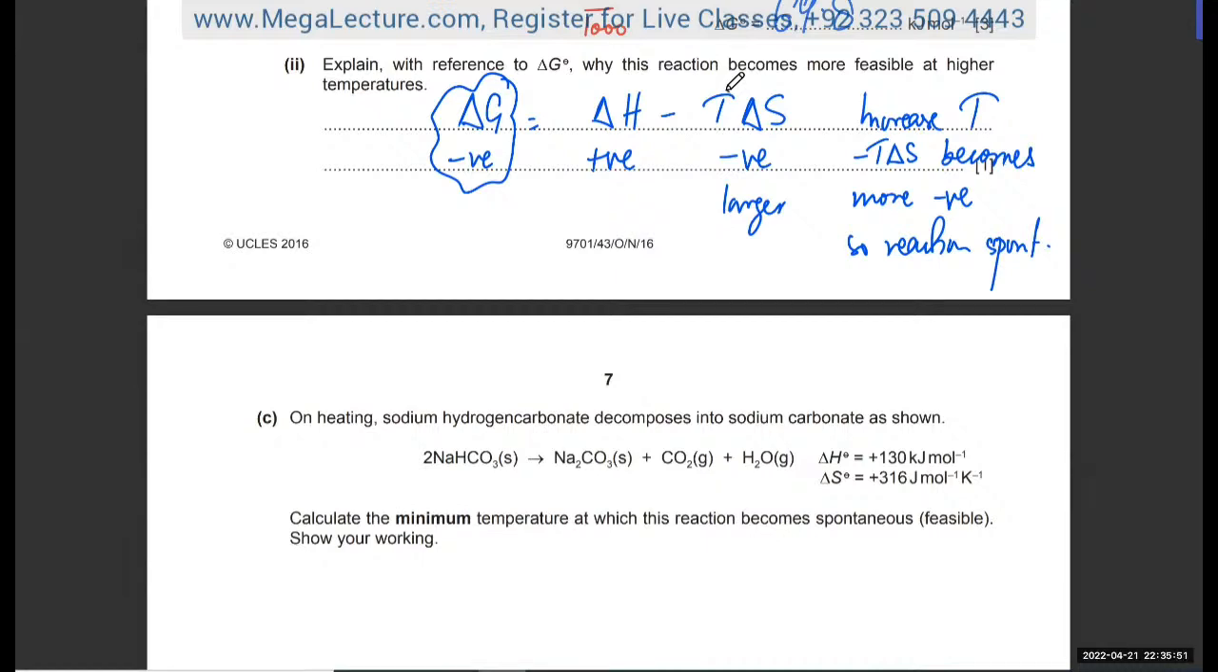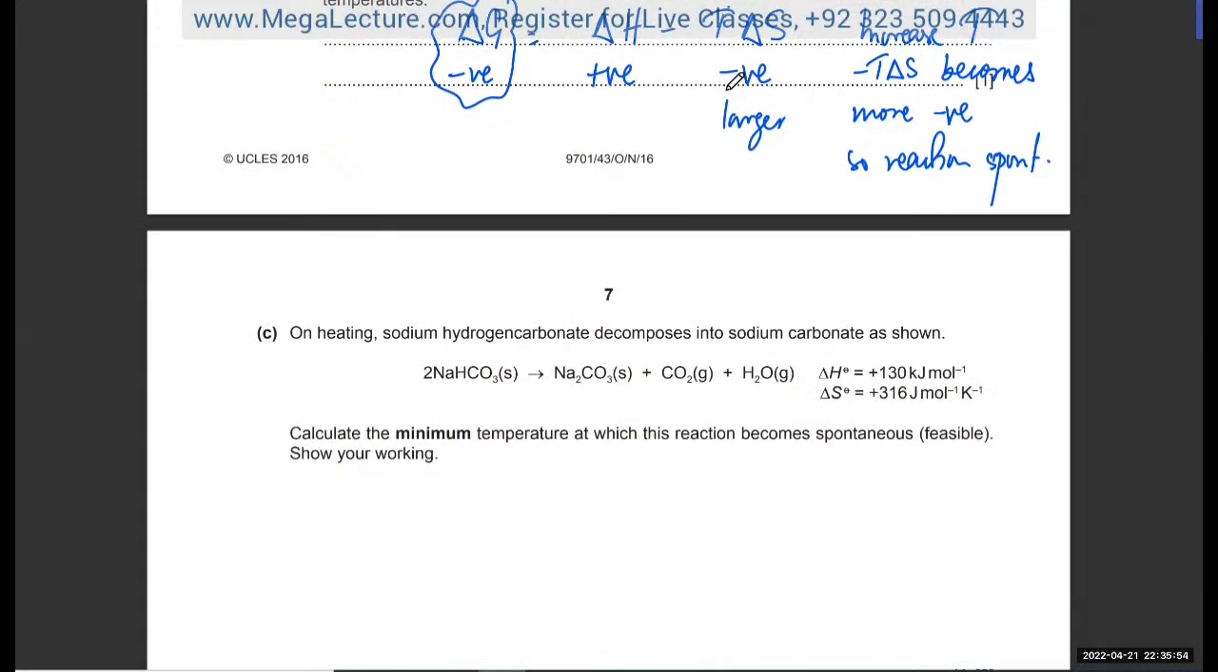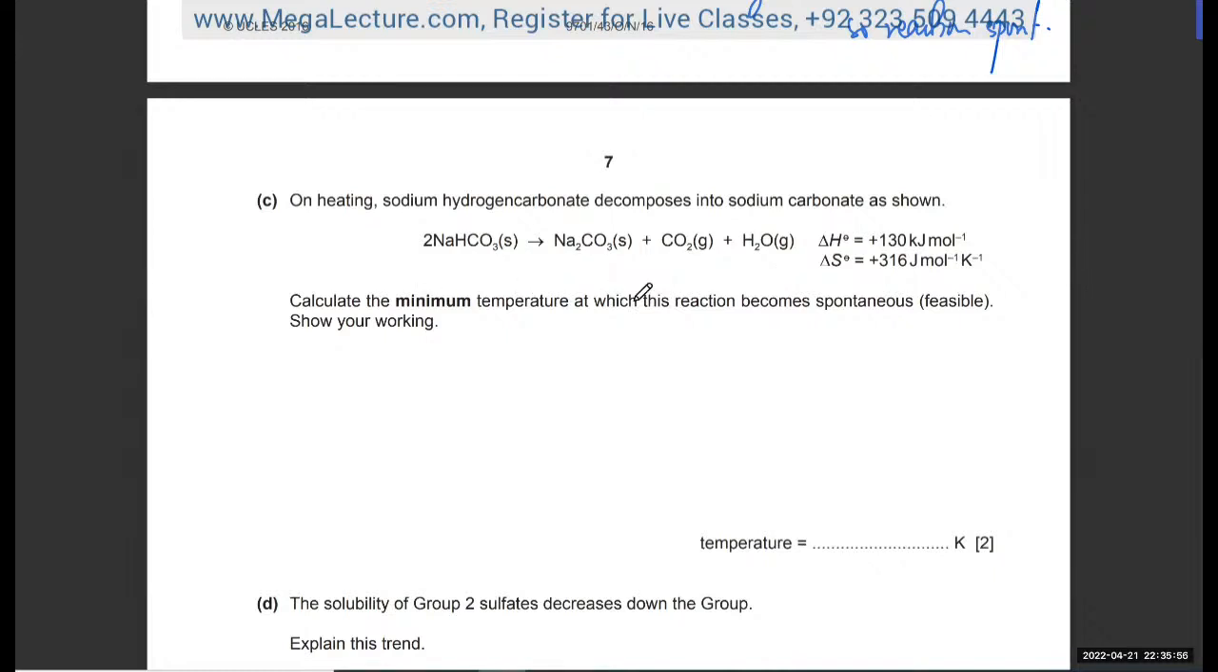Now the next one is you've got to calculate the minimum temperature at which this reaction becomes spontaneous. So it's the same question. Delta G has to be less than 0. It has to be negative, right, for a spontaneous reaction. So if you want the reaction to be spontaneous, what is delta G? Delta G is equal to delta H minus T delta S.